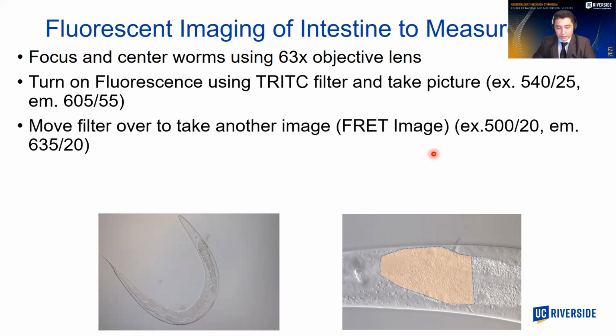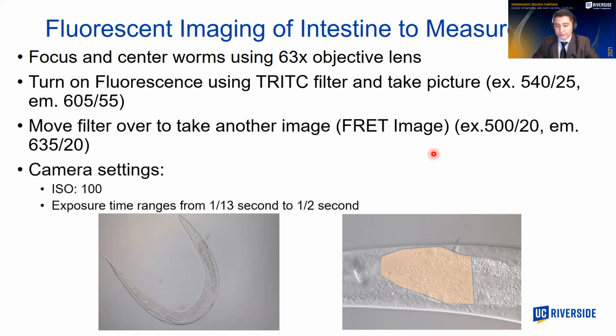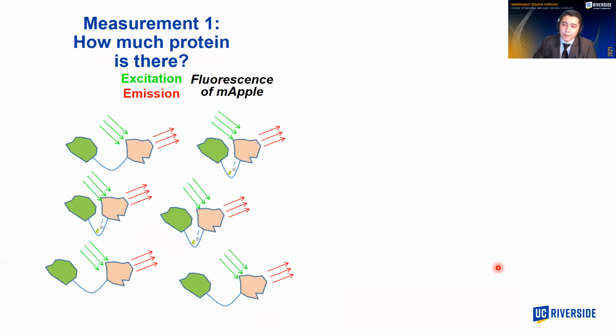We did all our experiments using these camera settings, and the particular place of the worm that we image is the anterior of the gut that you see here highlighted in orange. So what are we measuring in these 2 images? Well, we want to measure how much of that sensor is there. To do that, we excite one of the fluorescent proteins, in this case mApple, with green light and measure the amount of red light, which is independent of ATP binding.